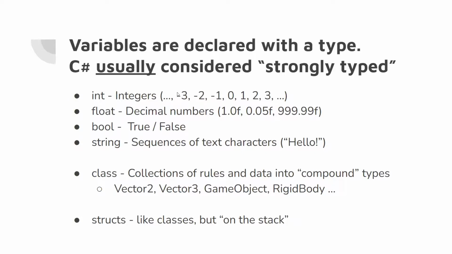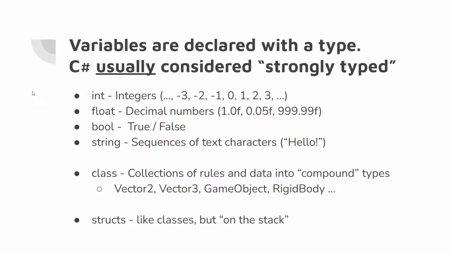Now, variables are declared with a type, right? Again, if you're coming from another language, you might be saying, "Oh, I didn't have to declare what type it was. I just declared a variable, and it didn't matter if it was text or a number or whatever." We want to live in a world where, and I highly recommend that you consider C# to be strongly typed. So whenever you declare a variable, unless you have a really good reason, you should give it a type.